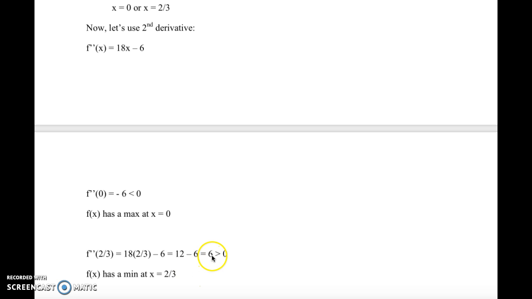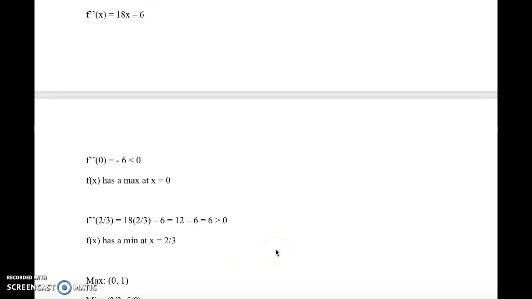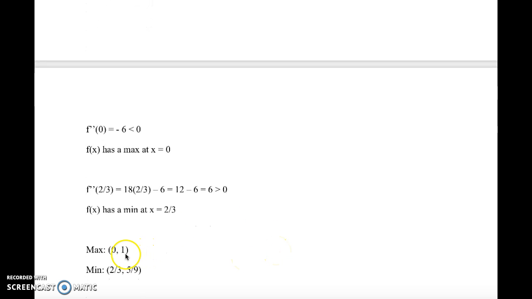So we found our critical values using our first derivative, and then we plug these values into our second derivative to find whether we have maxes or mins at those points. And so we have a max at 0, 1. We have a min at 2 over 3, 5 over 9. Remember, your y values are coming from your original function.